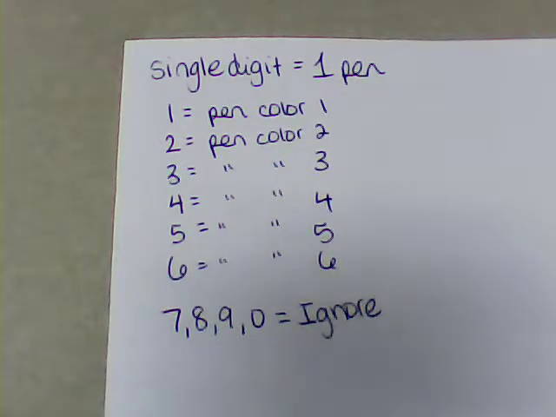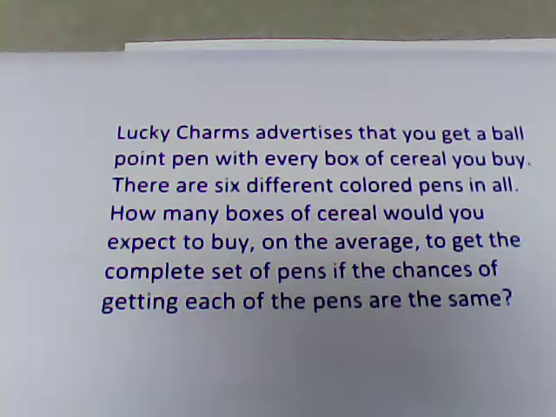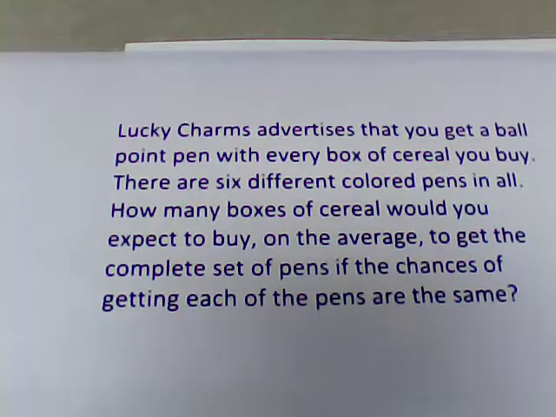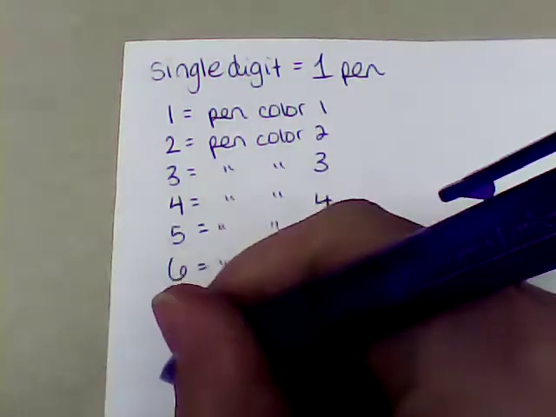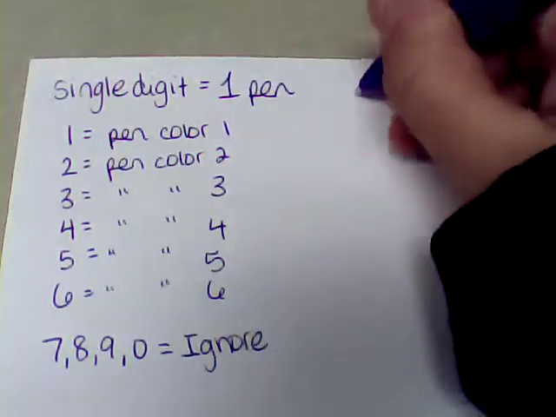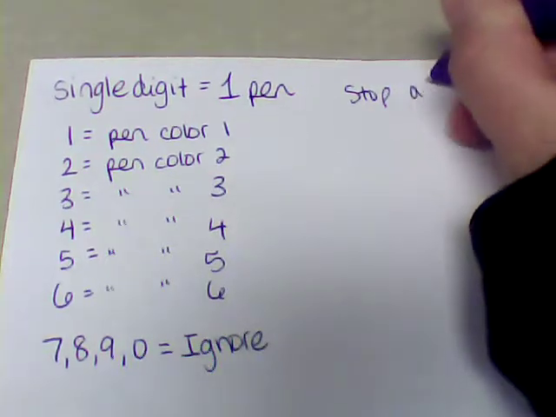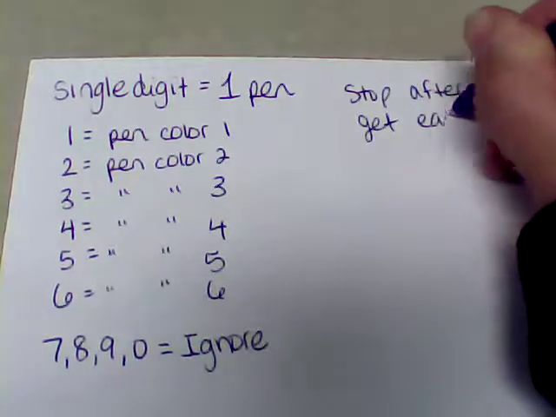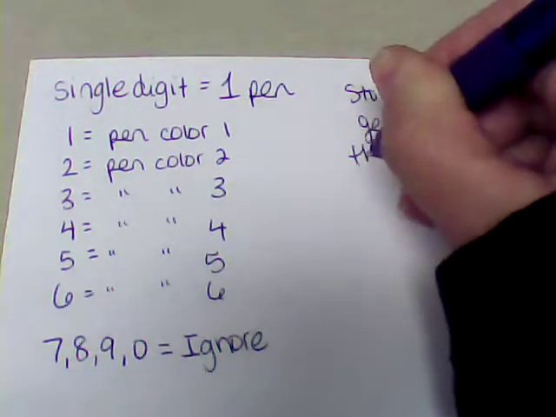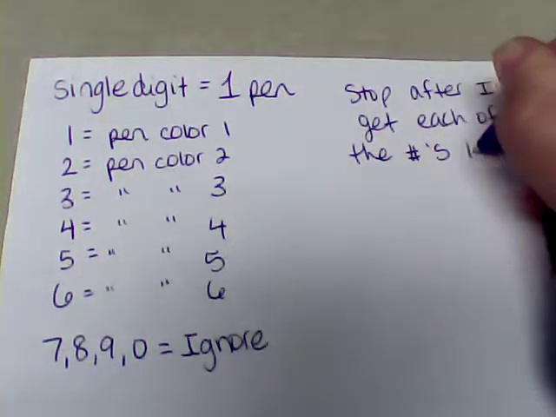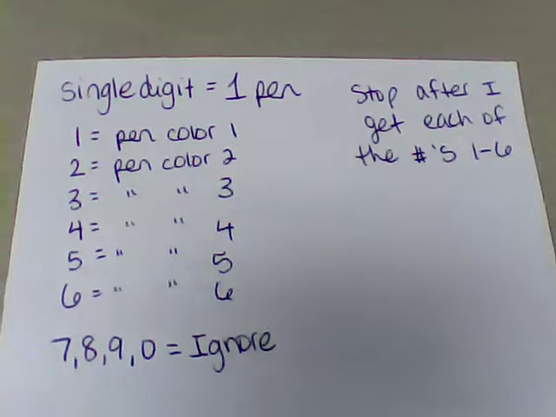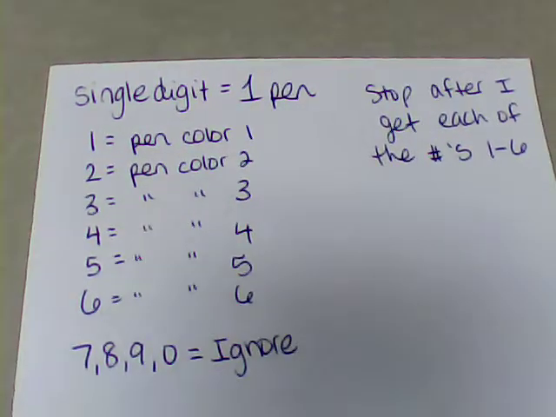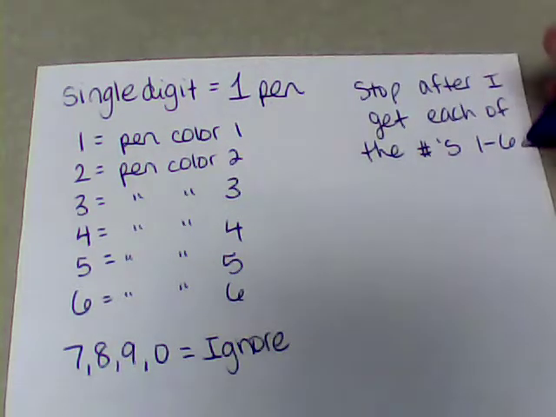Then I need to say, when do I stop looking at numbers? So according to this problem, it says, how many boxes do you expect to buy to get the complete set? So I'm going to stop after I get each of the numbers 1 through 6. So that would be a complete set of pens. So stop after I get each of the numbers 1 through 6.